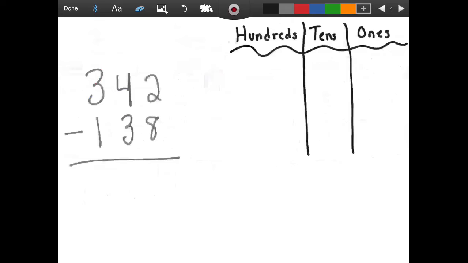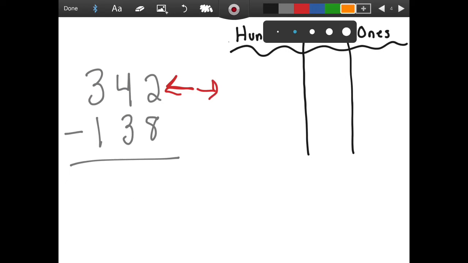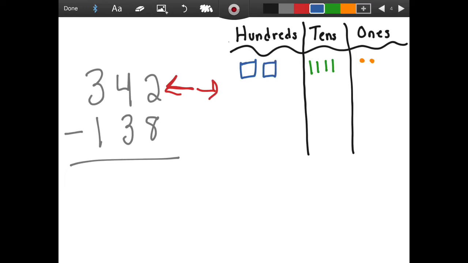Let's move on to this one. It says 342 minus 138. So we're first going to look at this number and draw it over in our model over here. We have 2 ones. We have 4 tens. And we have 3 hundreds. Now we're going to look at this bottom number and look into the ones place. So let's look into the ones place over here.